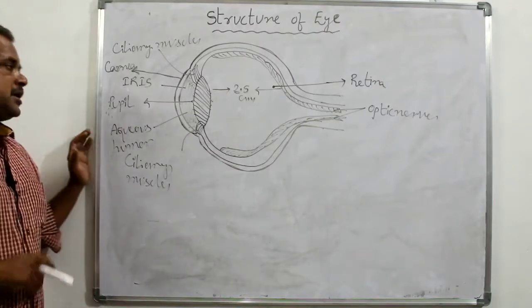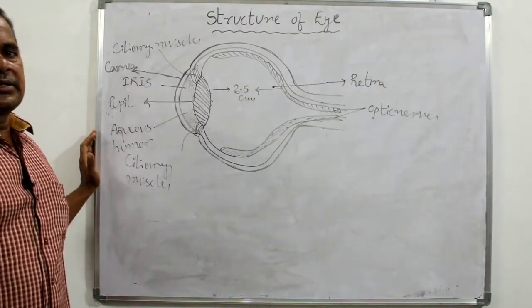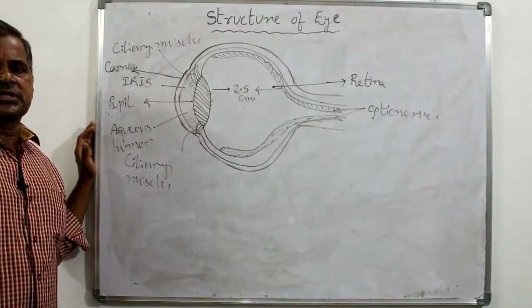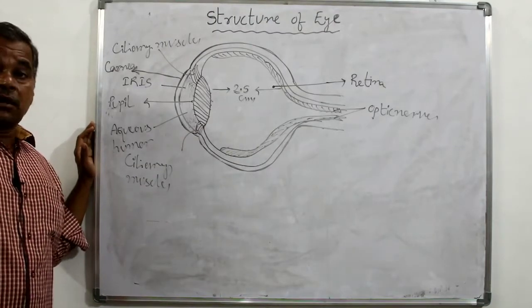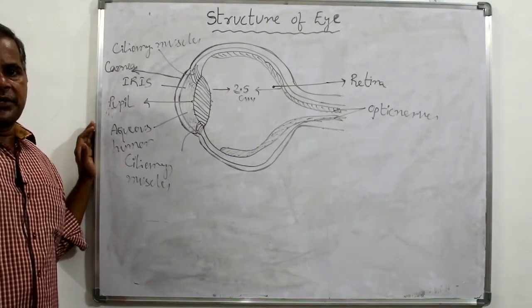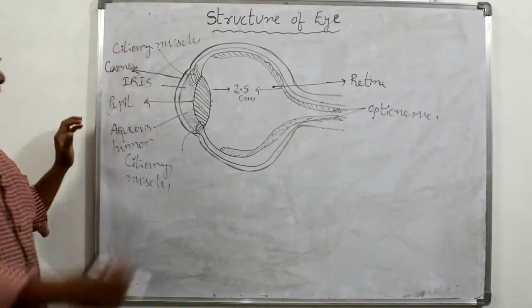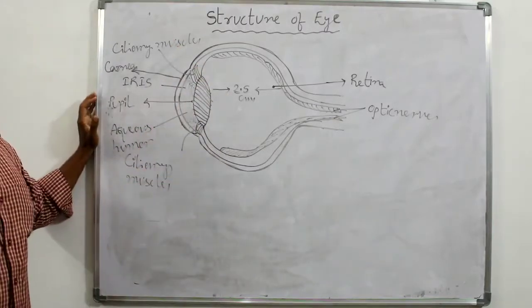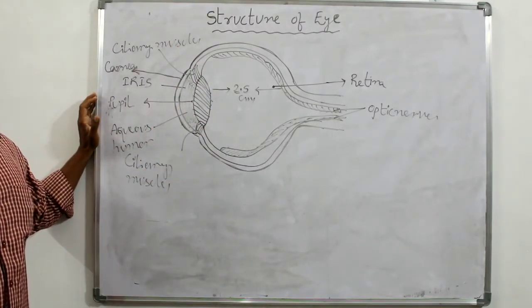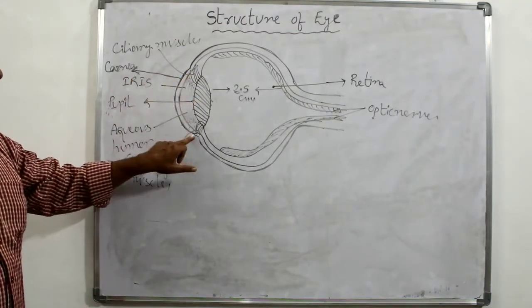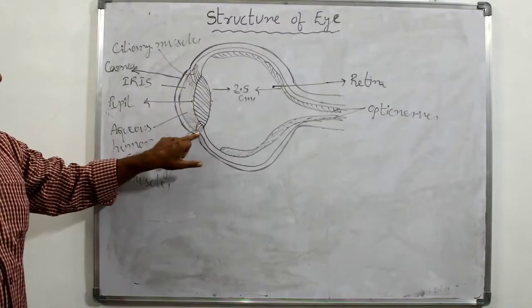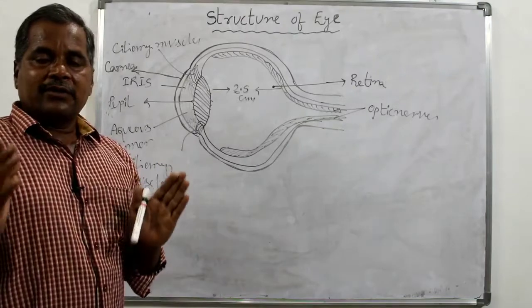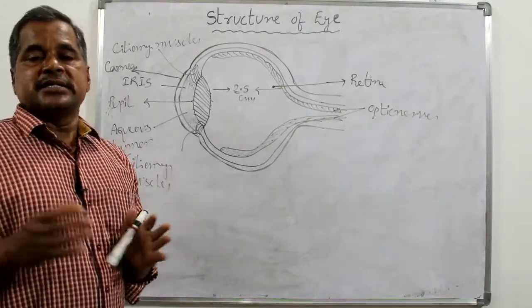For example, if we see objects at far distances, at infinite distances, at that time the focal length of the eye lens becomes maximum. How is it possible? By the help of ciliary muscles. By the help of ciliary muscles, the focal length of the eye lens is adjusted.